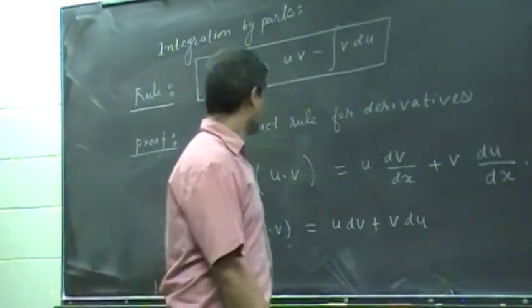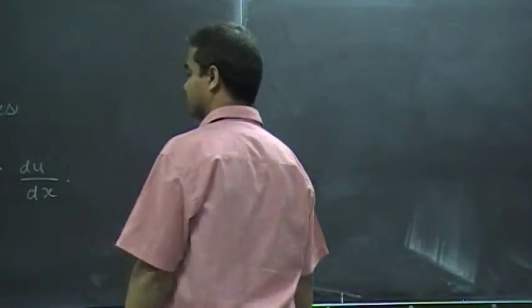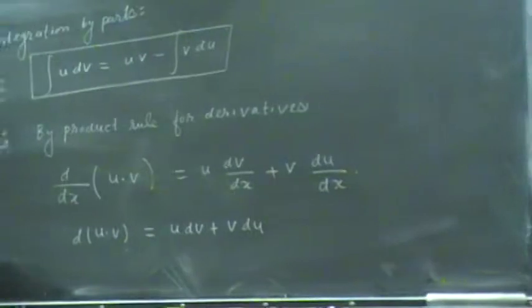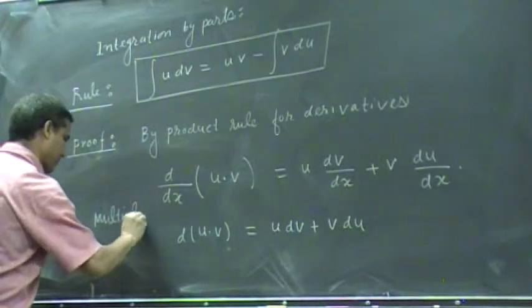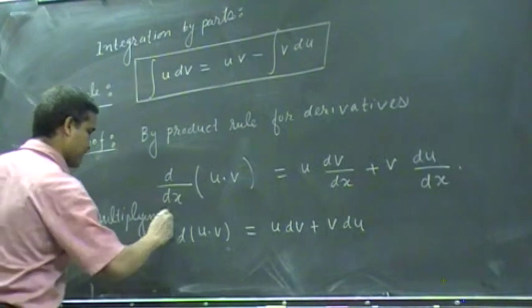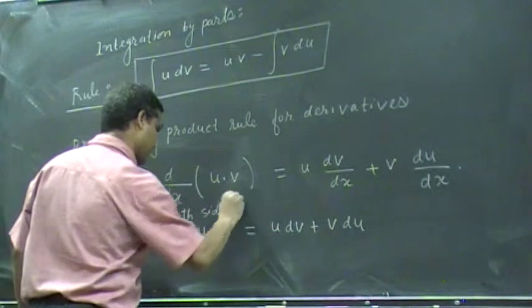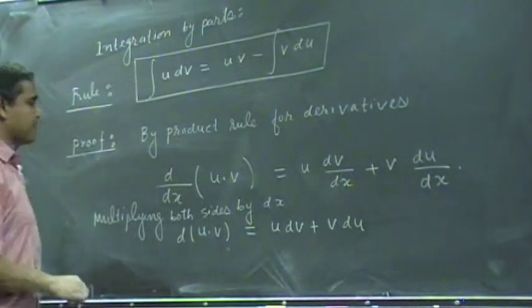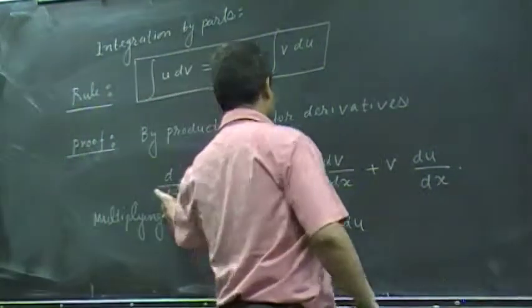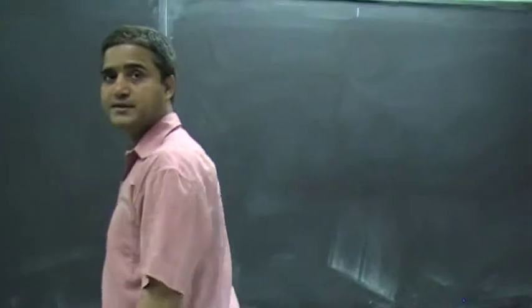Okay. Then let me give you the reason. Multiplying both sides by dx. You get that? This dx goes away, dx goes away, dx goes away. So we get this expression. Does it make sense? Yes.